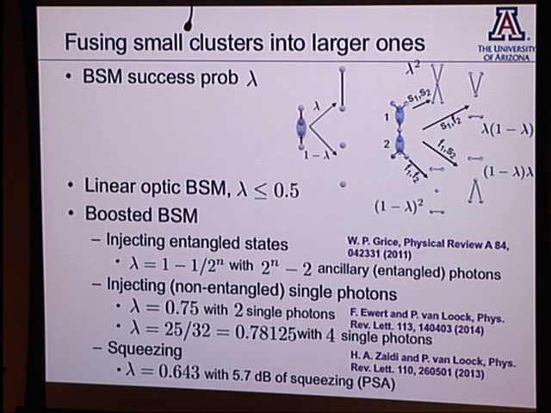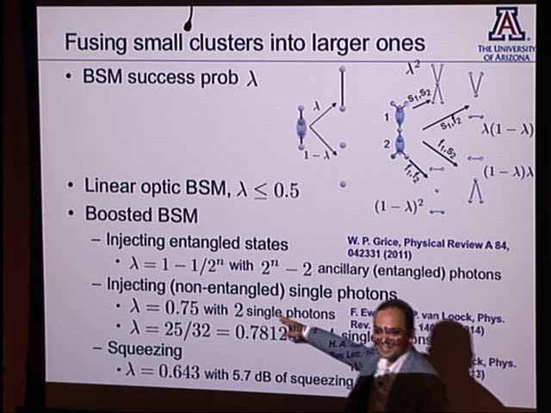8 single photons. So instead of 4, you need 8. The question is, if I give you an unlimited number of photons, we don't know if you can go beyond that 25 over 32. Oh, this is 4 single photons? I'm sorry. Thanks for catching the typo.